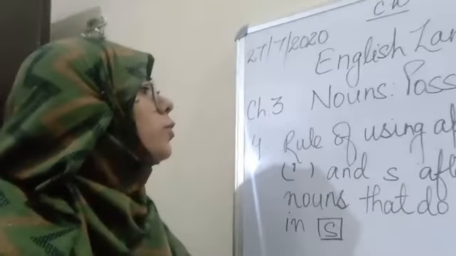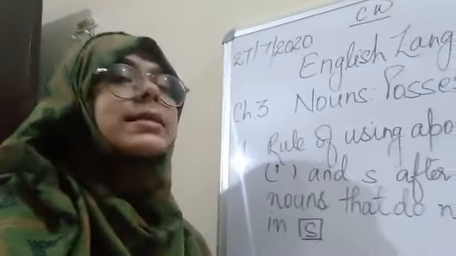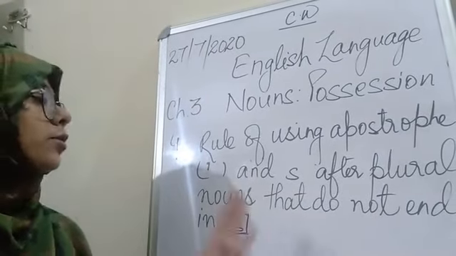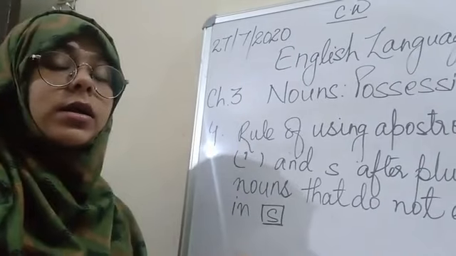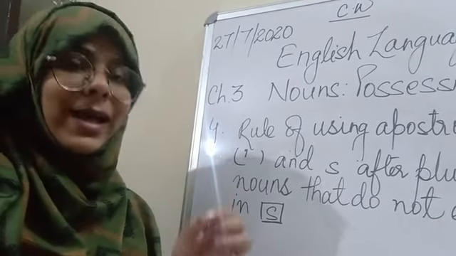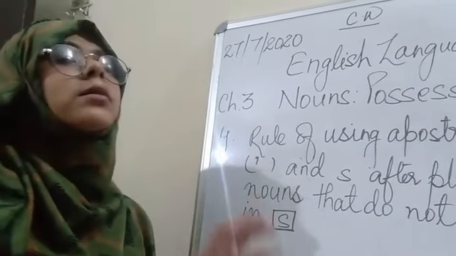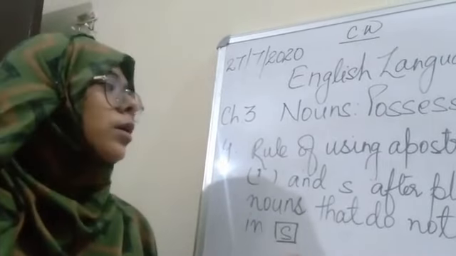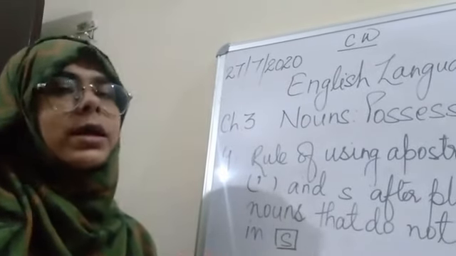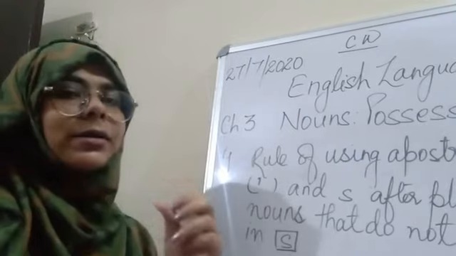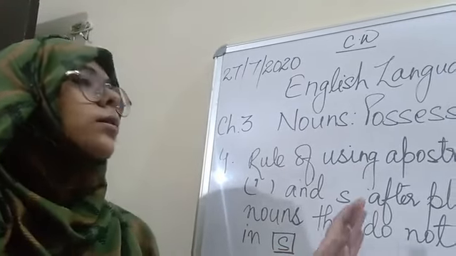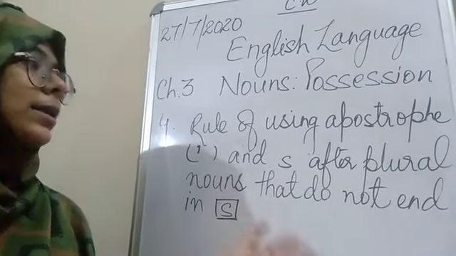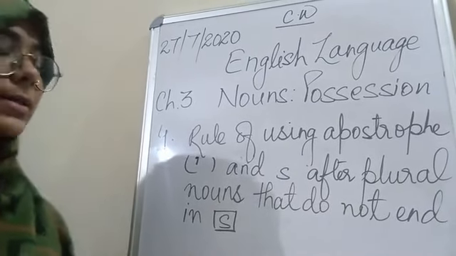So here is the fourth rule of using apostrophe and S: after plural nouns that do not end in S. Third rule क्या था? Third rule में हमने क्या याद किया था कि the nouns which end with S, like the plural ones, we do not add an extra apostrophe S to show possession. We just add an apostrophe. Here this is the fourth rule where the words are plural and they do not end with an S.